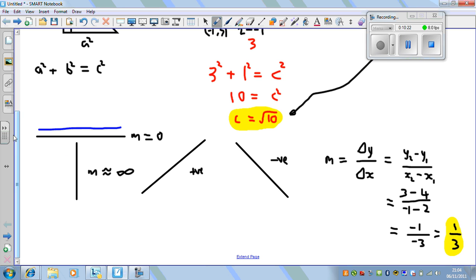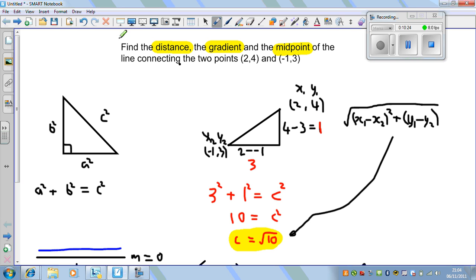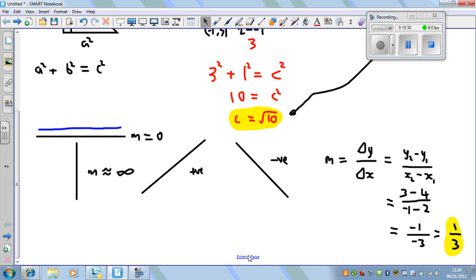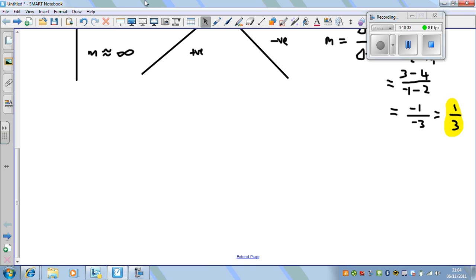Okay, so we've done the two hardest things really. The last thing is to find the midpoint. Now again, they give you a fiddly little formula, and then actually it's really easy. The coordinates of the midpoint are given by x1 plus x2, divided by 2, and y1 plus y2, also divided by 2.